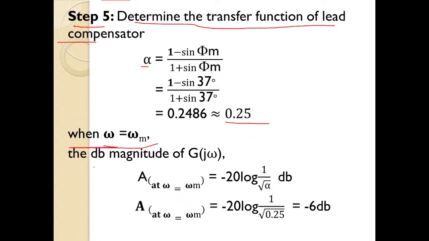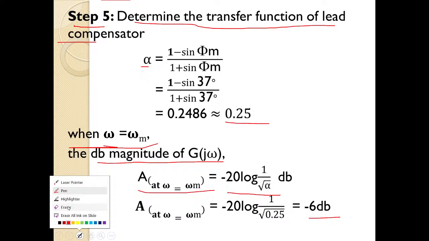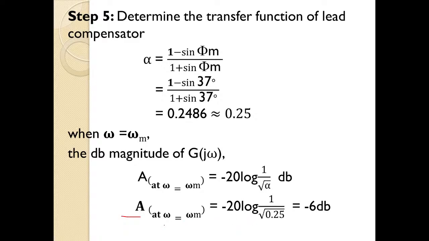Now when omega equals omega m, the dB magnitude of G(j omega), that is A at omega equal to omega m, is equal to minus 20 log 1 by root alpha. Alpha value is 0.25. Substituting that, you will get A at omega equal to omega m as minus 6 decibels. Do we know the omega m value? We don't know omega m, but what we know is A at omega m is minus 6 decibels. So let us go to the graph. Just write it down. Inform as soon as you complete.